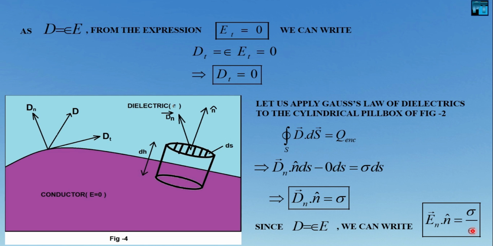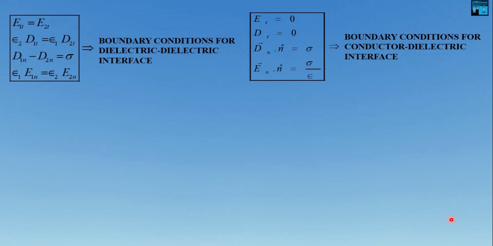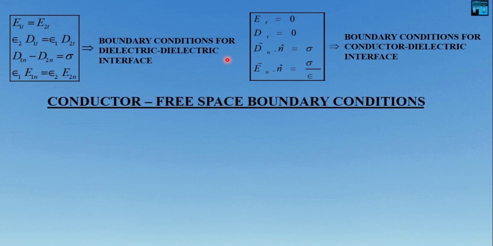Now see, we have our four equations, the first one, second one, third one and fourth one. So summing it up, we can write like this. This is our boundary conditions for dielectric-dielectric interface, and this is our boundary conditions for conductor-dielectric interface. Now we can proceed to our last step, that is our third step, that is conductor free space boundary condition.